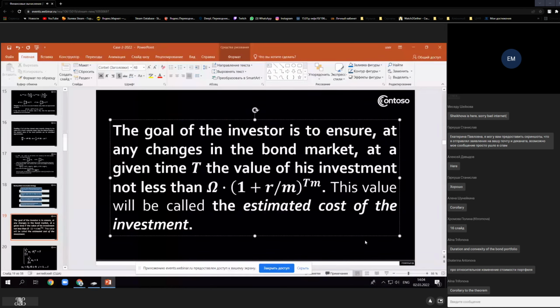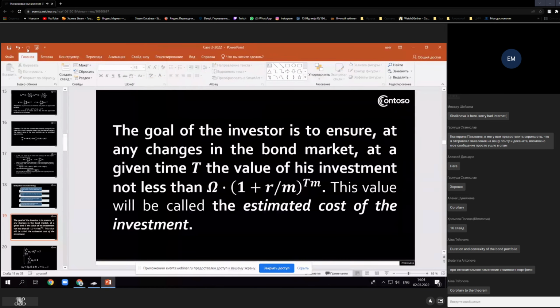anyway, because the risk rates can change. In real life, they will change. And we want to get this planned sum. At the initial moment of time, we are estimating the sum we want to get using this formula. This is the general formula of compound interest, nothing difficult.